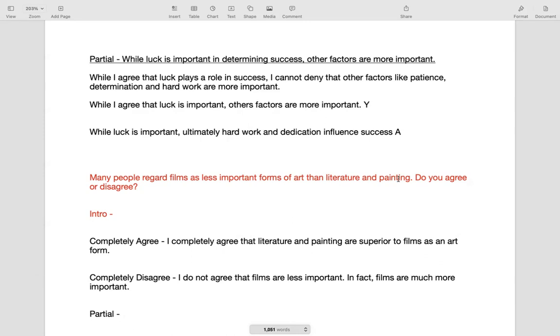Okay, Amit thinks films are more important. What about others? What do others think? Literature and painting. You think books and paintings are more important? Okay. Yes, I also agree that books and paintings are more important. Okay, good.